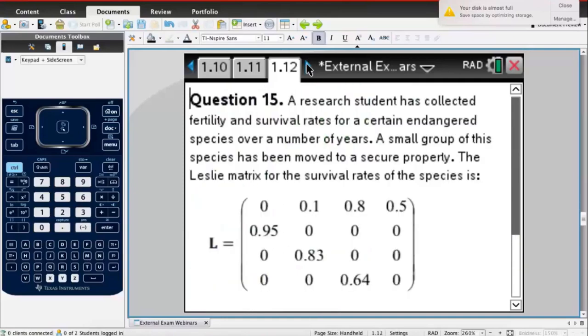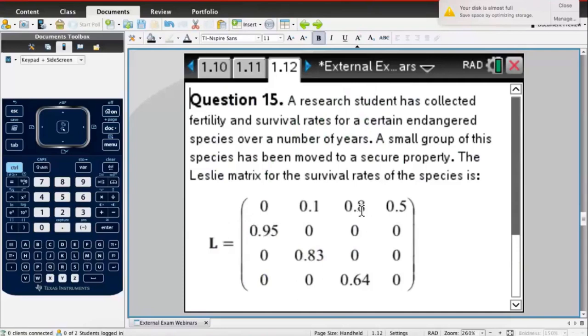Okay, the next one is the Leslie matrix. So we have this Leslie matrix model with 4 age groups. So we've got the birth rate up the top, and then we've got the survival rates going across here diagonally.